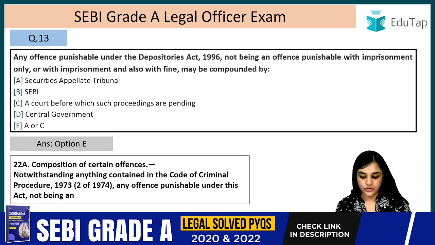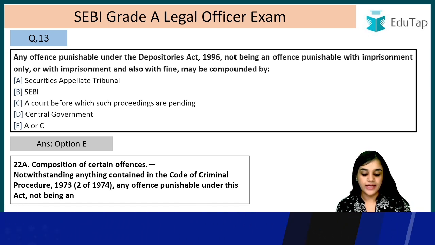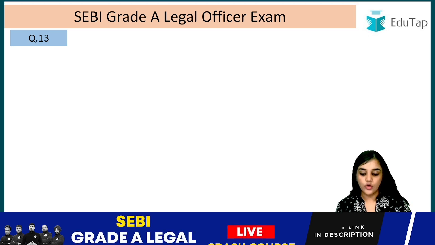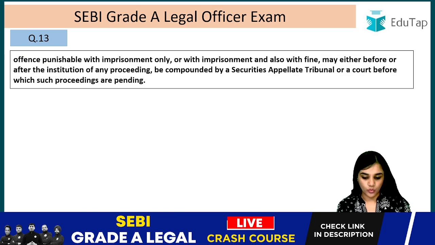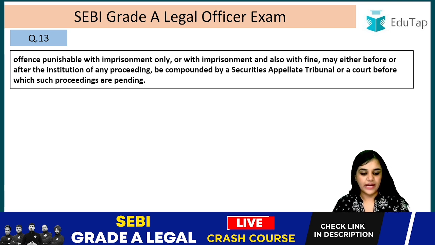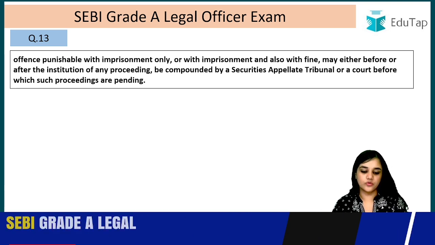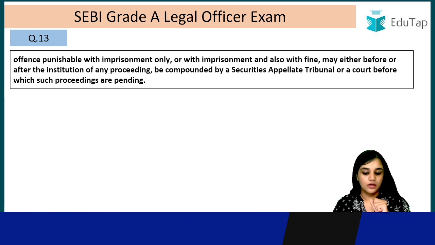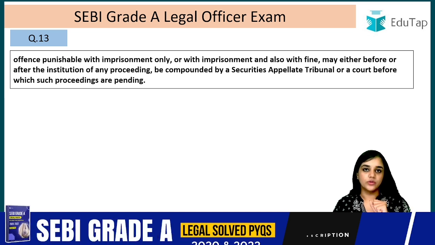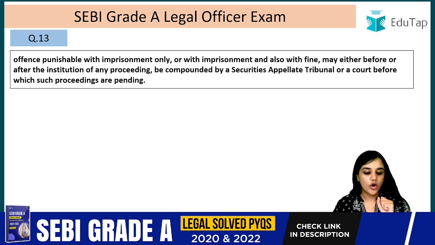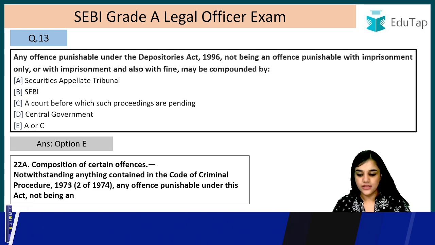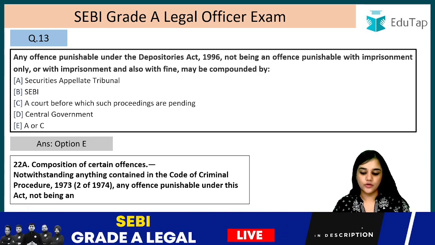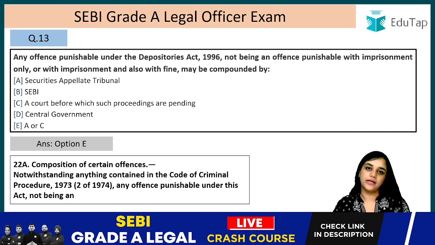Let's read it. Section 22A. Notwithstanding anything contained in the Code of Criminal Procedure 1973, any offence punishable under this Act, not being an offence punishable with imprisonment only or with imprisonment and also with fine, may either before or after the institution of the proceedings be compounded by the Securities Appellate Tribunal. So who can do it? Either SAT or a court before which such proceedings are pending. So the answer was option E, that is Securities Appellate Tribunal and a court before which such proceedings are pending.